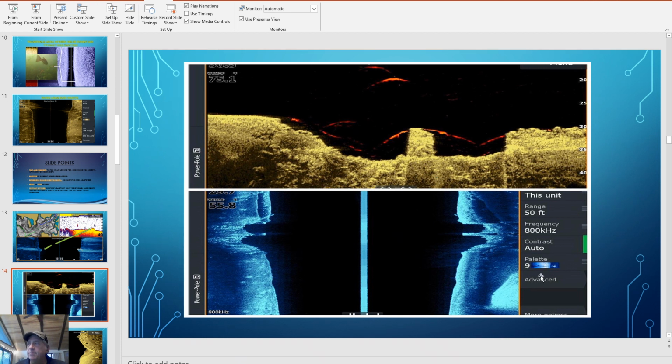And again, my palette for side imaging was different than what I had selected for my down imaging display. Again, frequency right there and my frequency right there. I was on auto contrast, which just happened to work out perfect for that day. You can see my images were near perfect.